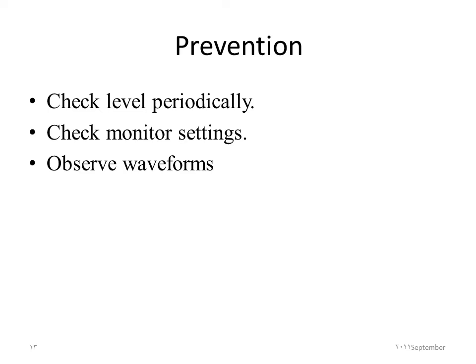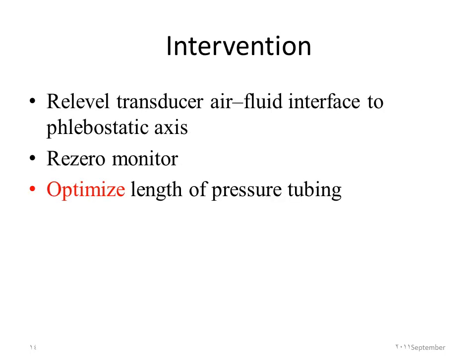How can we prevent the false low reading? By checking the level periodically and continuously, checking the monitor setting, and observing the waveform continuously. The intervention used to manage a false low reading: re-level the transducer to the phlebostatic axis, it must not be at a high level, we must return it to the phlebostatic axis. Re-zero the monitor and optimize the length of the pressure tube, because it is what may cause an overdamped waveform.